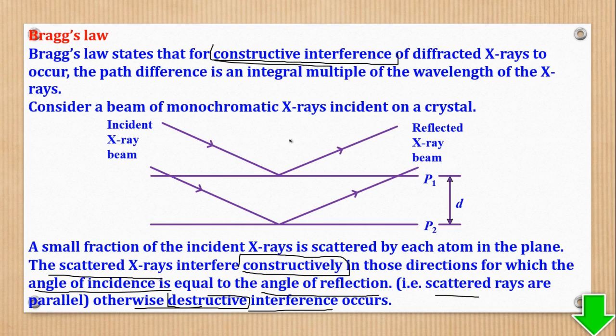But in Bragg's law, we are interested in constructive interference. That is why we say that the angle of incidence is equal to the angle of reflection, meaning that even the glancing angles are the same. This is what we call the glancing angle. Angle of incidence is from the normal to this. Angle of reflection is from here to this. So if these are equal, it implies that even these glancing angles are equal.